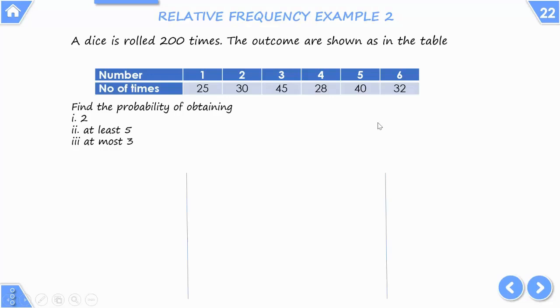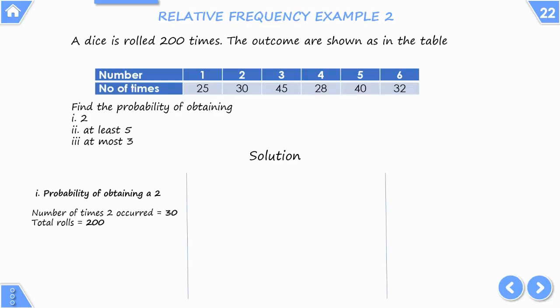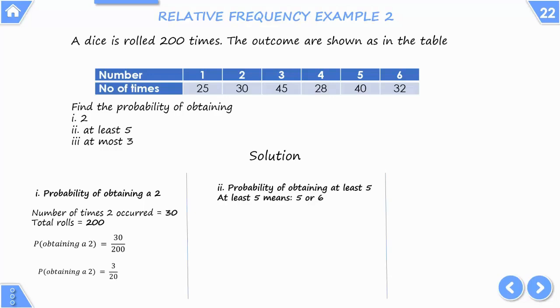Now find the probability of obtaining 2, at least 5, and at most 3. Solutions. The probability of obtaining a 2: the number of times 2 occurred is 30, and the total throws are 200. So 30 over 200, and we have 3 over 20.